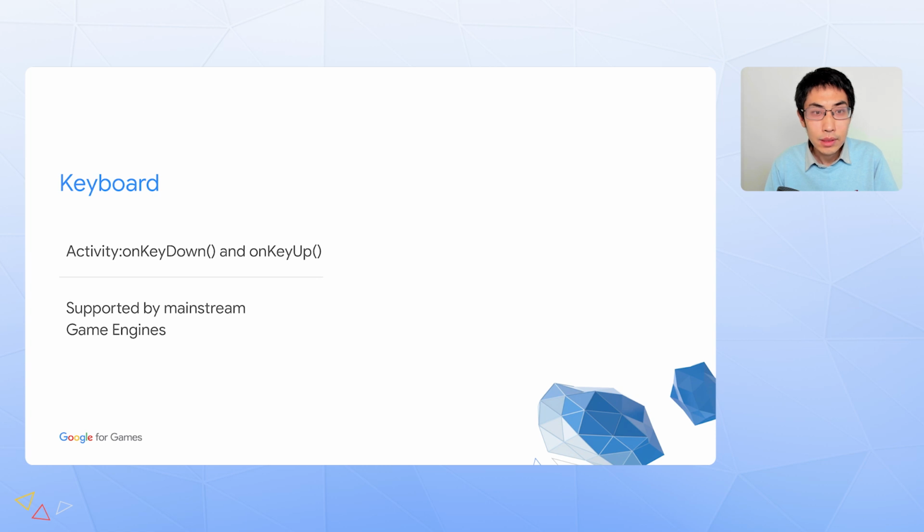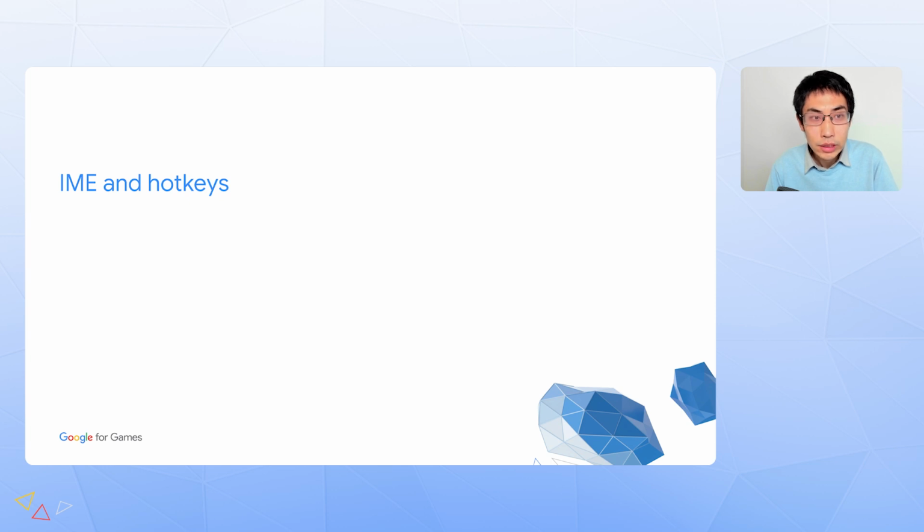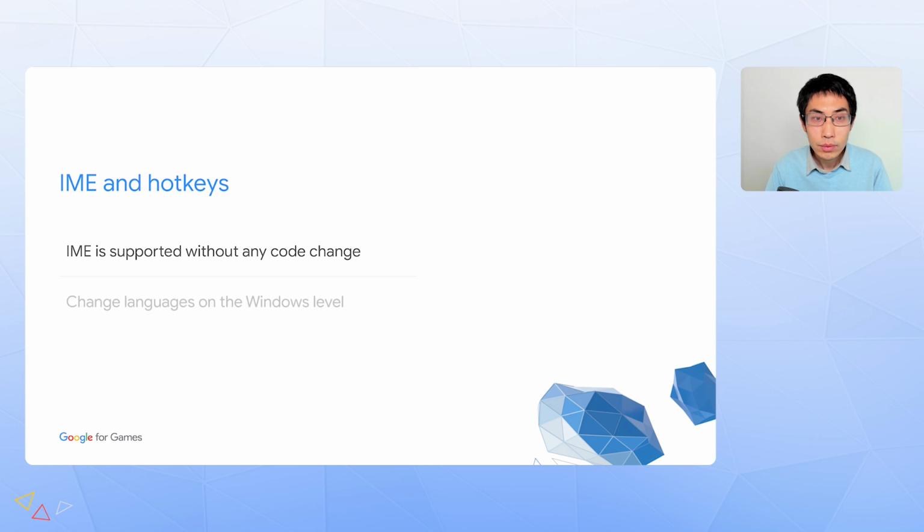Keyboard control can be implemented through the Android onKeyDown and onKeyUp events. It's pretty simple and supported by mainstream game engines. IME, which is important for most languages in the world, is supported by Google Play Games without any change in the Android code. But on this platform, users will change languages on the Windows level. They can select IME in the Windows taskbar and use system hotkeys to change language and toggle IME.